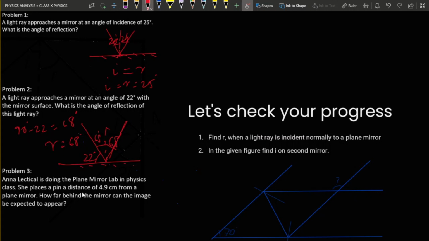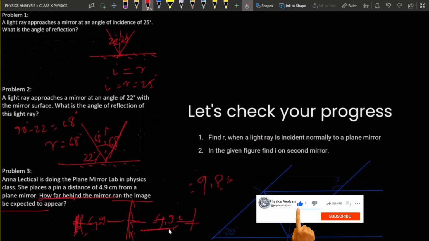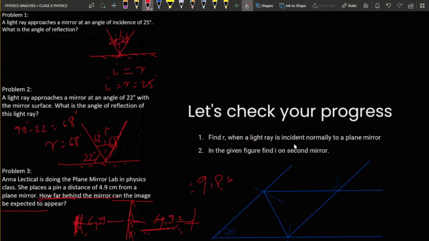Okay, third question. A pin is placed 4.9 centimeters from a plane mirror. How far behind the mirror can the image be expected to appear? See, if this is the object, and the pin is at a distance of 4.9 centimeters, then the image will also appear at 4.9 centimeters behind the mirror. The distance between object and image is 9.8 centimeters, but behind the mirror it will appear at a distance of 4.9 centimeters.